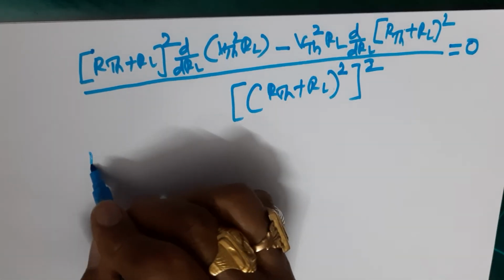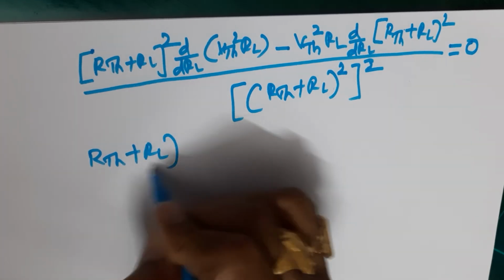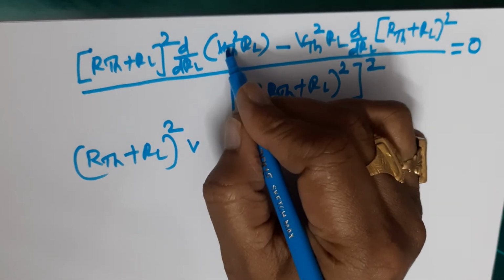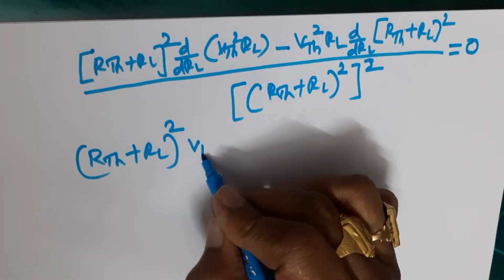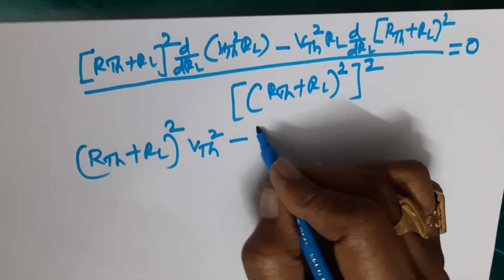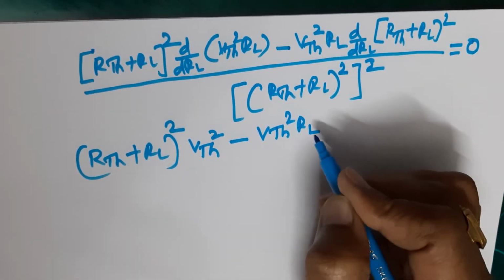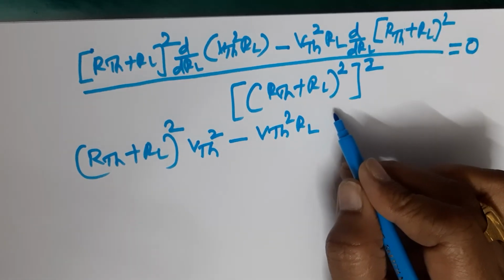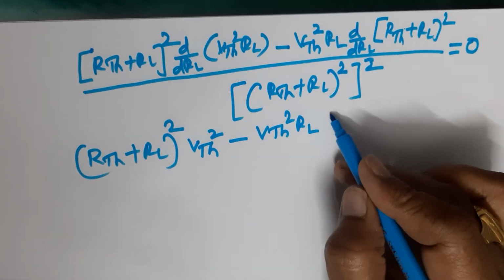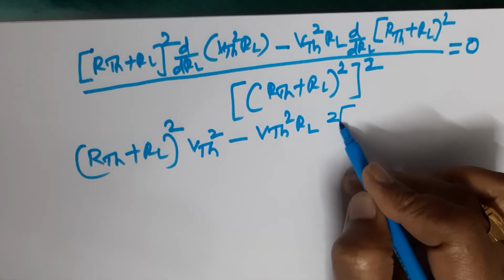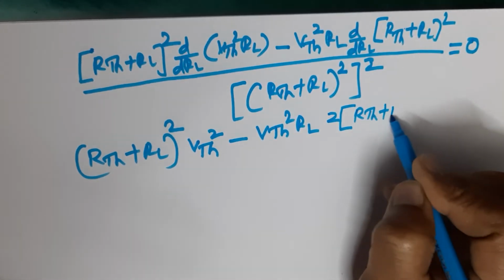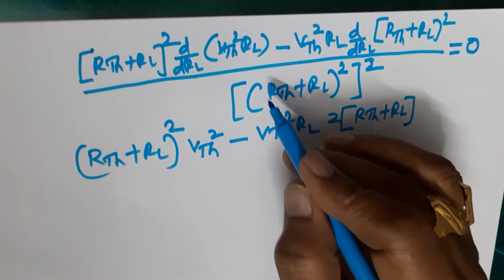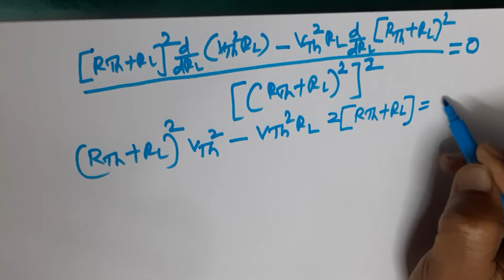So by doing so, what will we get? (RTH + RL)² and this value is the differentiation of VTH² RL with reference to RL, which is VTH² minus VTH² RL d/dRL of (RTH + RL)², which is given by d/dx of x², which is 2x. In a similar way, this differentiation value is 2 times (RTH + RL), and the denominator, when taken to the right side, becomes 0.